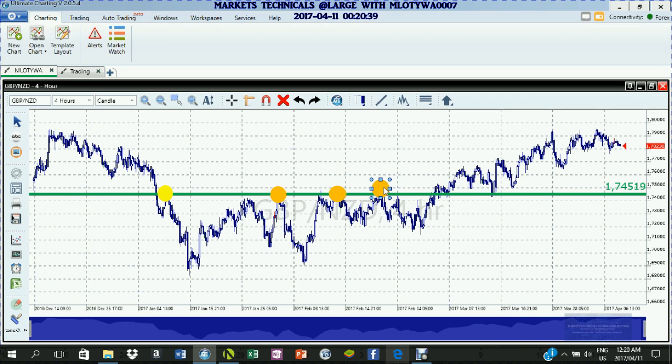I hope everyone can see these points. You can see the resistance. I told you it's resistance, so that means the market gets blocked when coming to this line. It is not permitted to pass through. Now moving on, we will look for other parts of the market which will enable us to determine the direction.